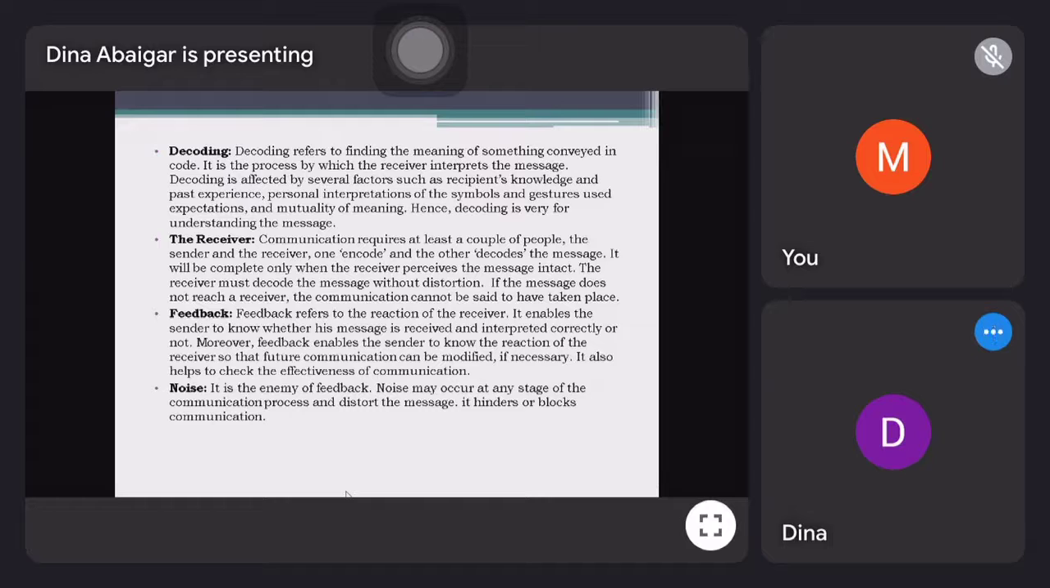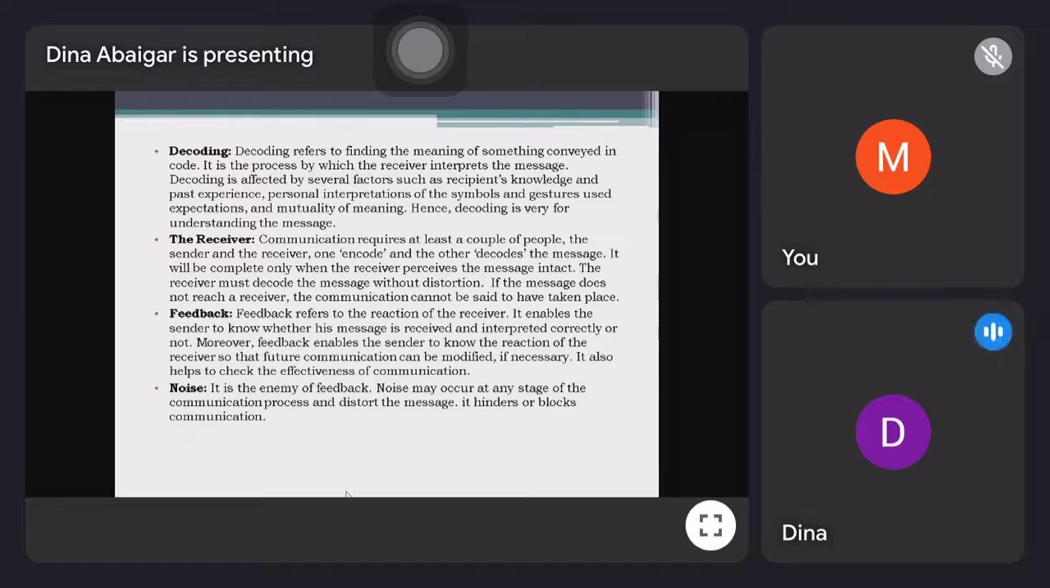Of course, with all of that, here comes the noise. It is the enemy of feedback. Noise may occur at any stage of the communication process and distort the message. It hinders or blocks communication. Yes, it is what we call the communication barrier. Noise is the enemy of feedback.